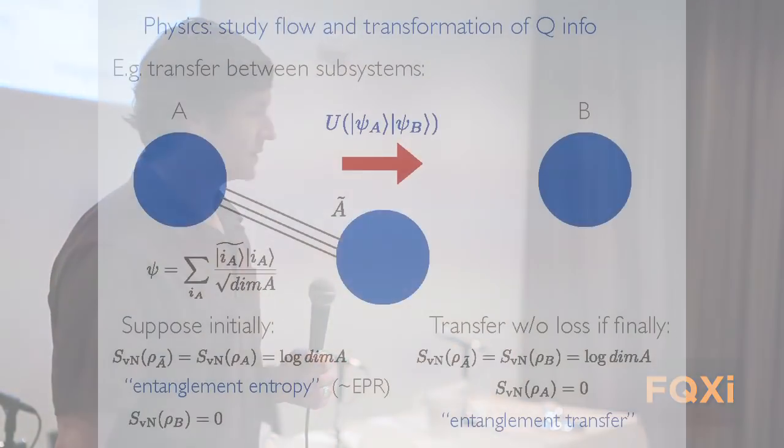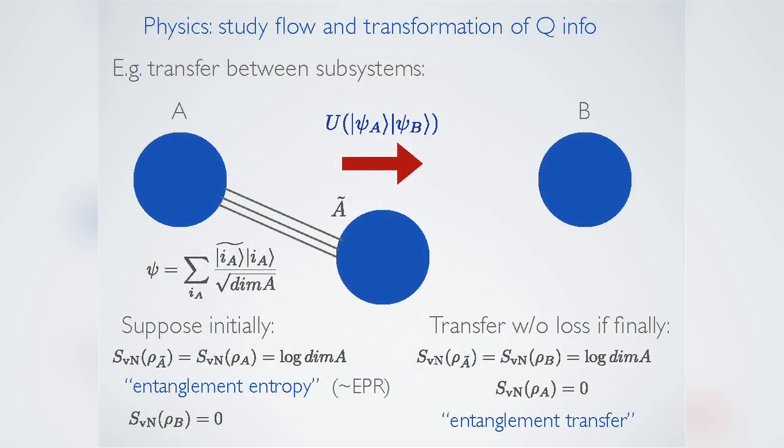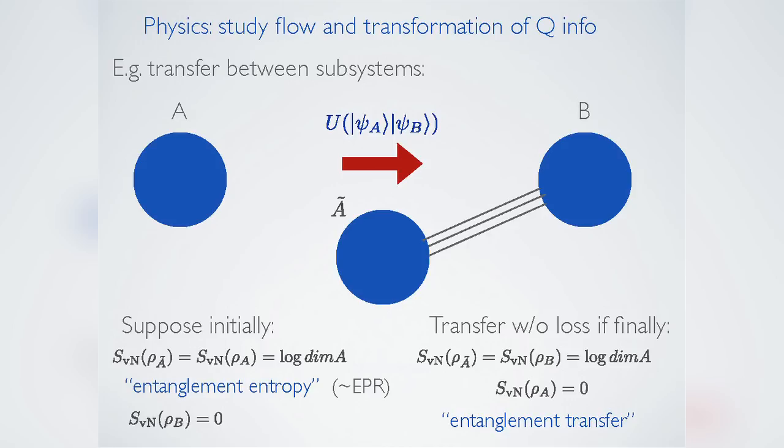And the short story is that we have transfer of information without loss if after the evolution X, we have an entanglement entropy between system A tilde and B that is the same as the original entanglement between A tilde and A. So in pictures, we transfer the correlations from one to another. And if we've done that, then we've accomplished a pure transfer of information. So we can also quantify quantum information in terms of its transfer from one system to another in simple terms.